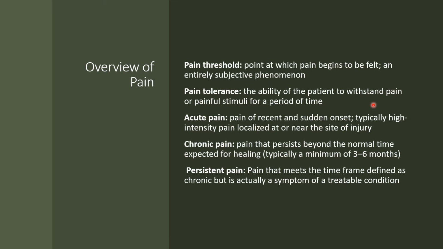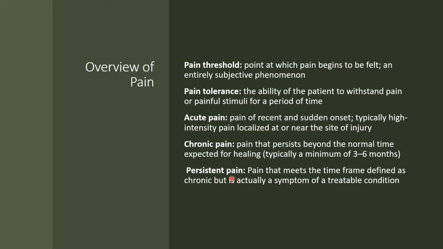Acute pain now is pain of recent and sudden onset. That makes sense with acute, right? And it's typically a high intensity localized at the site of injury. But when we get into acute pain, we're often thinking of pain with an identifiable cause. Whereas chronic pain now is going to be pain that persists beyond the normal time, so it goes on longer than is expected or has an unknown cause or origin.